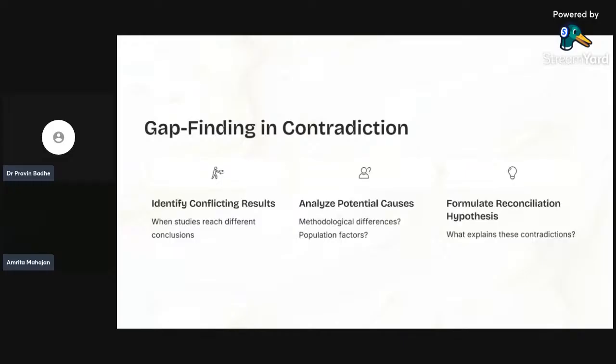Then formulate a reconciliation hypothesis: try to explain the contradiction. For example, maybe the drug only works in younger patients. That's a new, testable hypothesis, you can say.